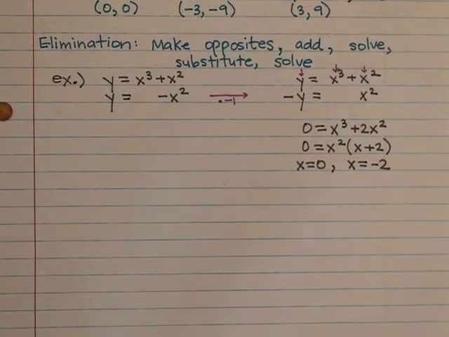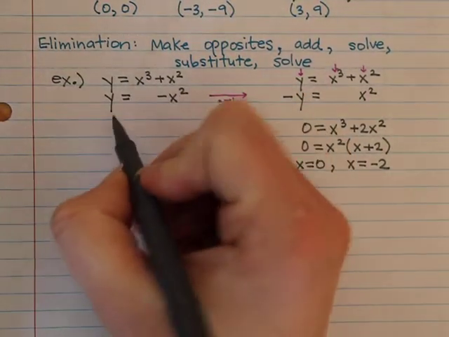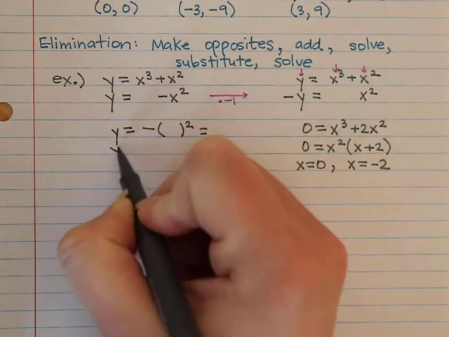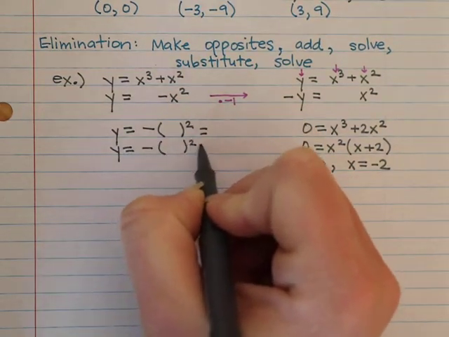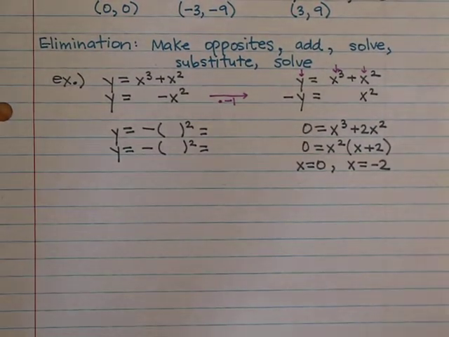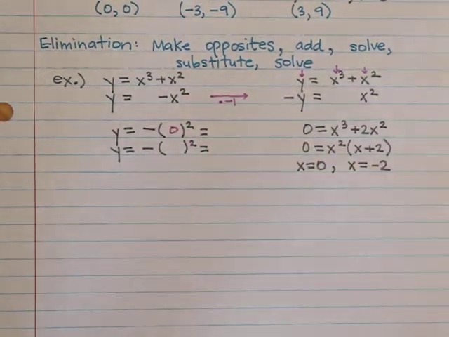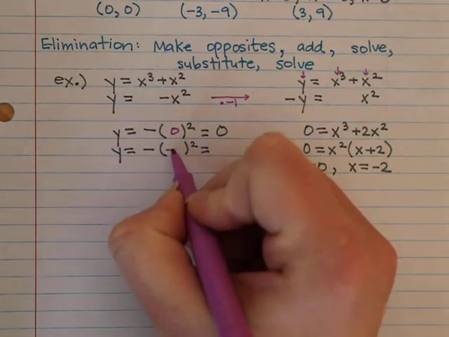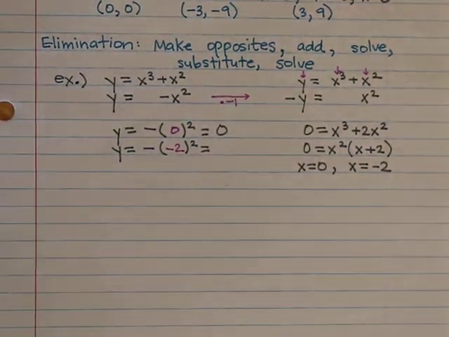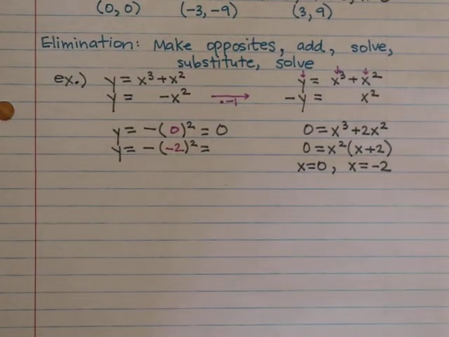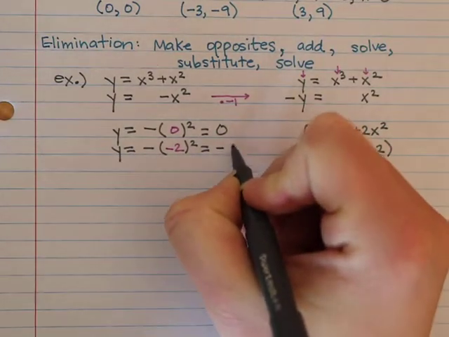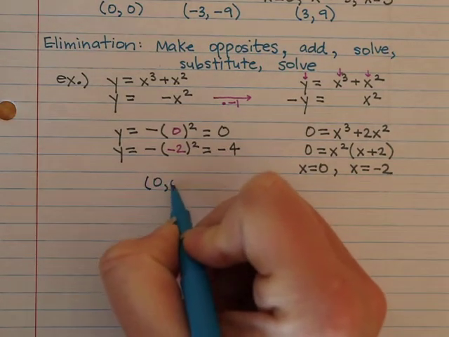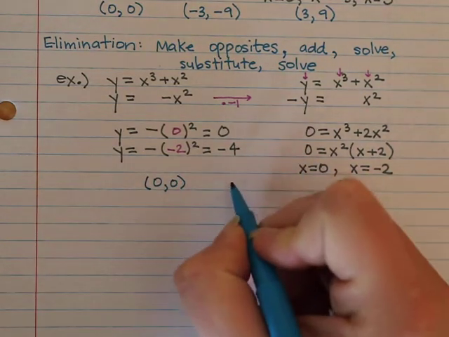To get my solutions for y, I gotta come back over here. Since I have two x's, I'm going to get two y's. Okay? The first round, when I plug in 0, 0 squared is 0, negative 0 is 0. That's kind of boring. In the second round is where it gets cool. Negative 2 squared turns to positive 4. Positive 4 when I make negative flips to negative 4. So my final solutions here are 0, 0, the boring one, and negative 2, negative 4.